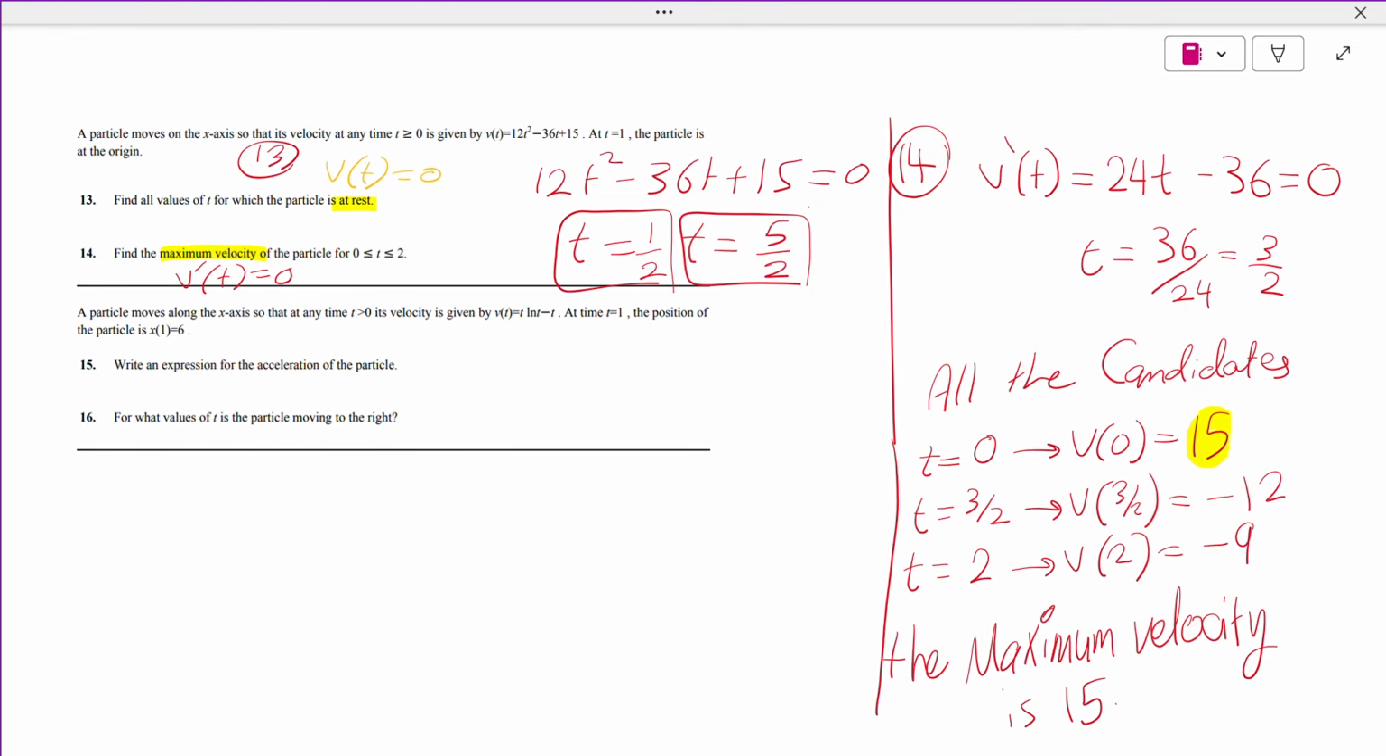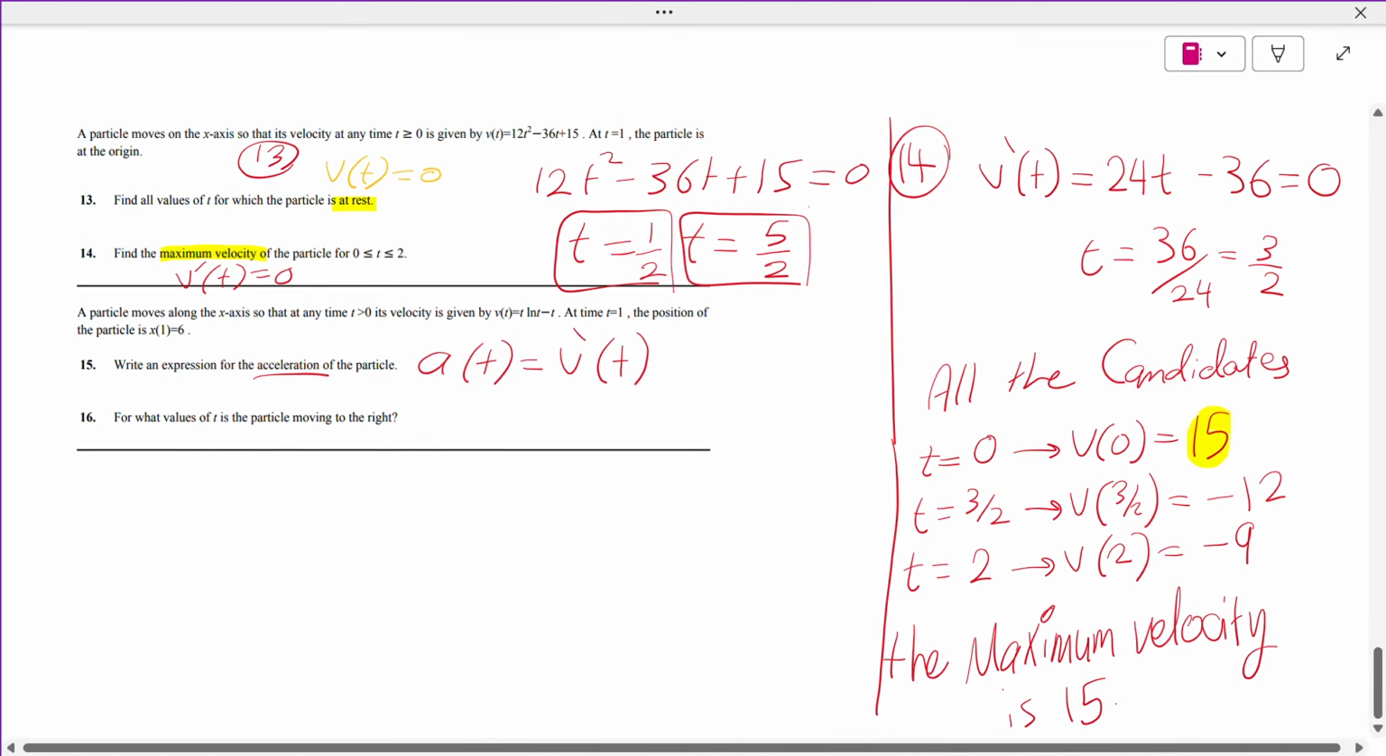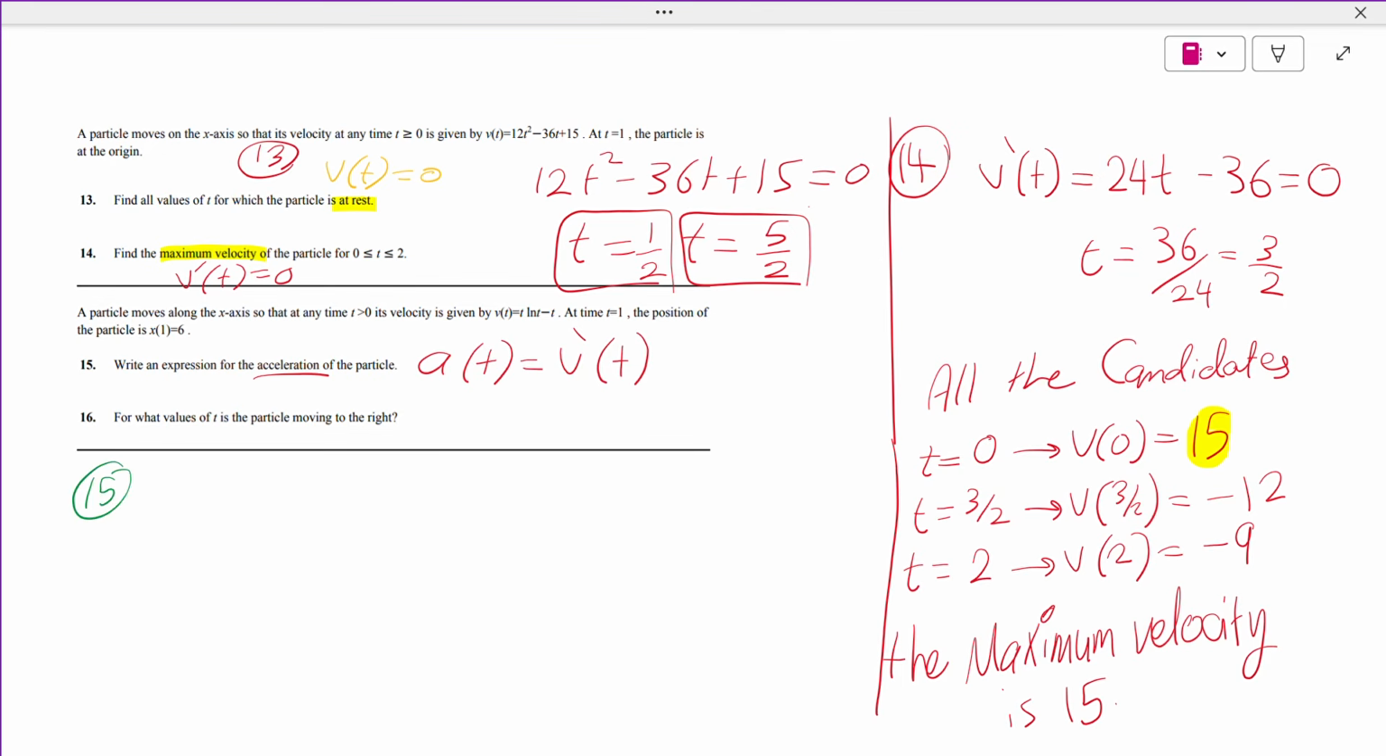Question 15 and 16 says a particle moves along the x-axis so that at any time the velocity is given by v of t equals t ln of t minus t. Write an expression for the acceleration. We know that the acceleration a of t is equal to v prime of t. Okay, so question number 15, we have v of t to be t ln of t minus t.